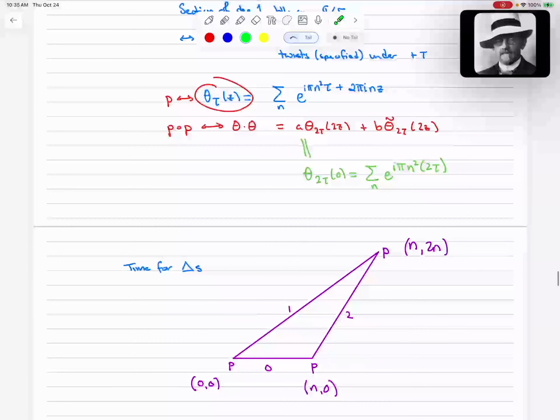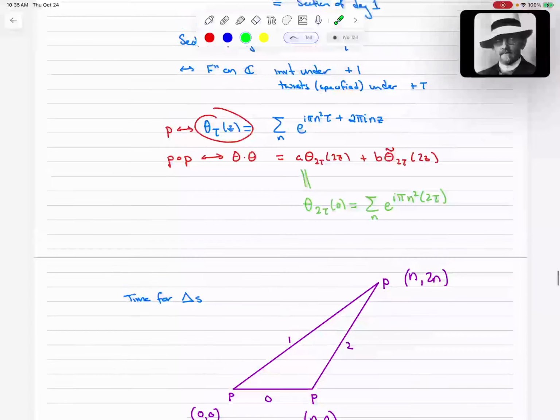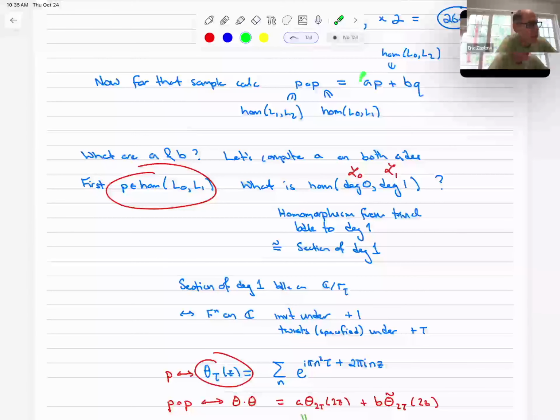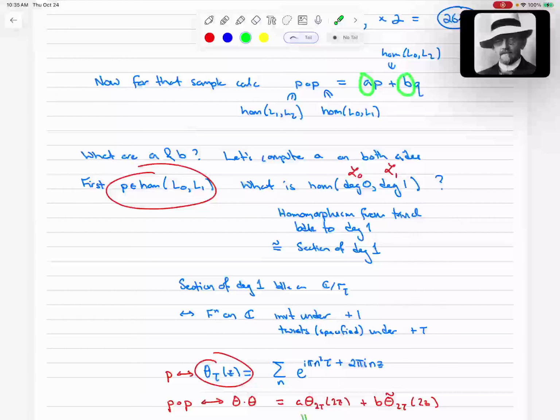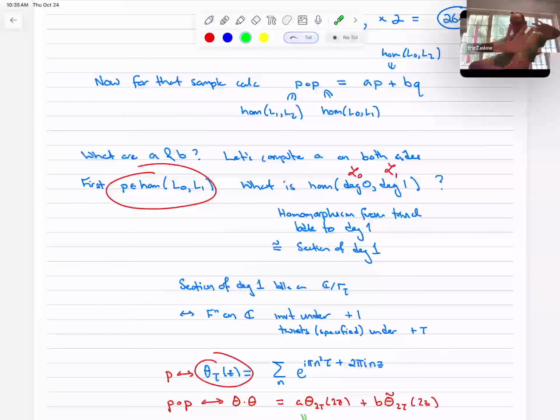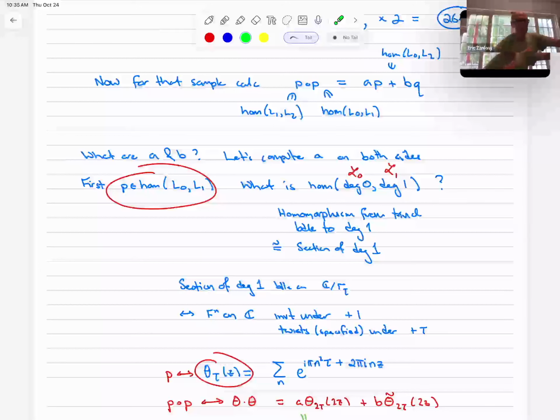So A, B are different from each side? A and B? Good question. What do you mean from each? This A should be the same as that A. If I've done things correctly, namely, if we've somehow guessed correctly which objects correspond to which objects and which Homs correspond to which Homs, then the calculations have to be the same.